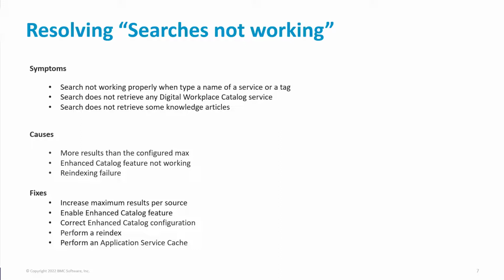Fixes are: increase maximum results per source in the DWP admin console, enable enhanced catalog feature in the DWP admin console, correct enhanced catalog configuration in the DWP admin console, perform a reindex in the ITSM UI, and perform an application service cache in the Digital Workplace Catalog UI. I will show you in a demo using DWP version 21.3 all the symptoms and fixes.